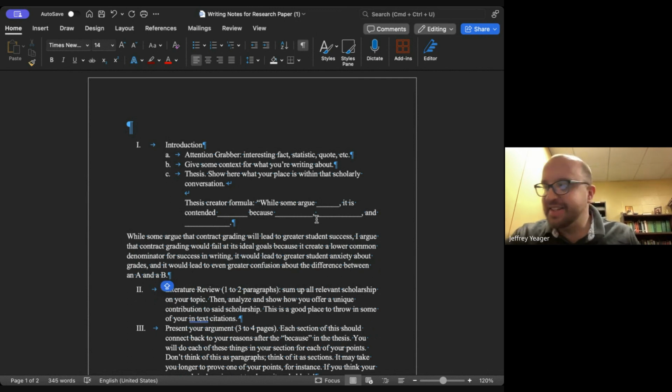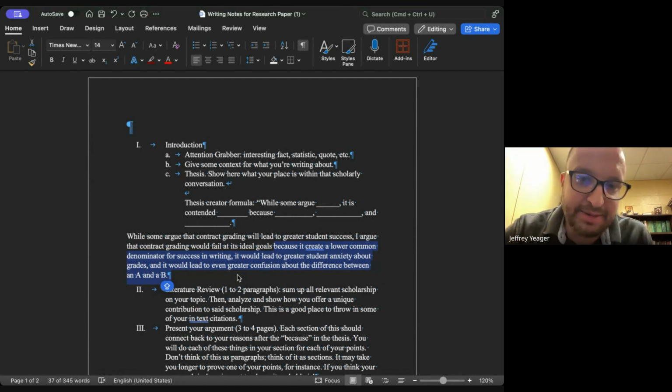So I just made that thesis statement up off the top of my head on the topic of contract grading, but you can see how this works. You know what the other side is, you know what you're arguing, and then you know why you're arguing it. So a good thesis statement has all of those parts built in: a counter argument, what you're arguing, and then how you're going to get there. It creates a nice roadmap for the reader on where the paper is going to go.